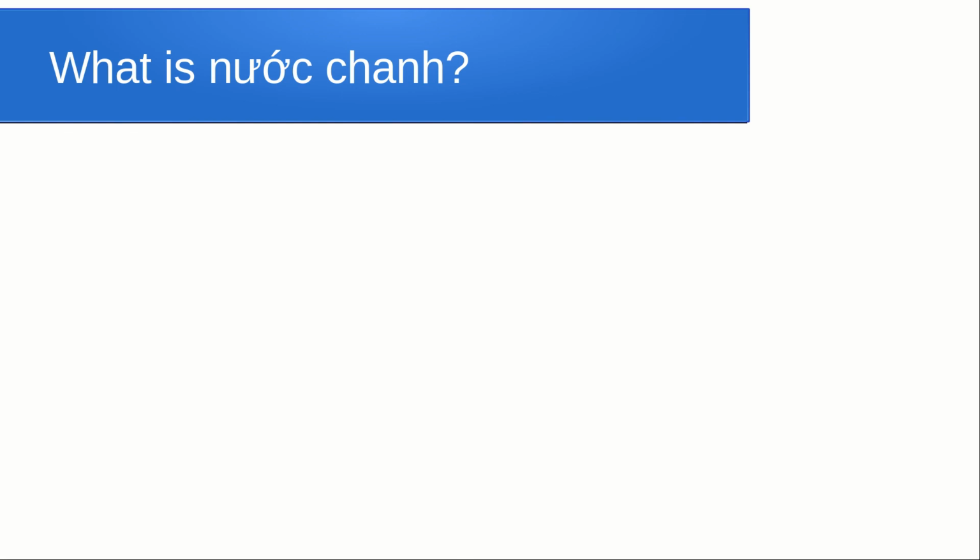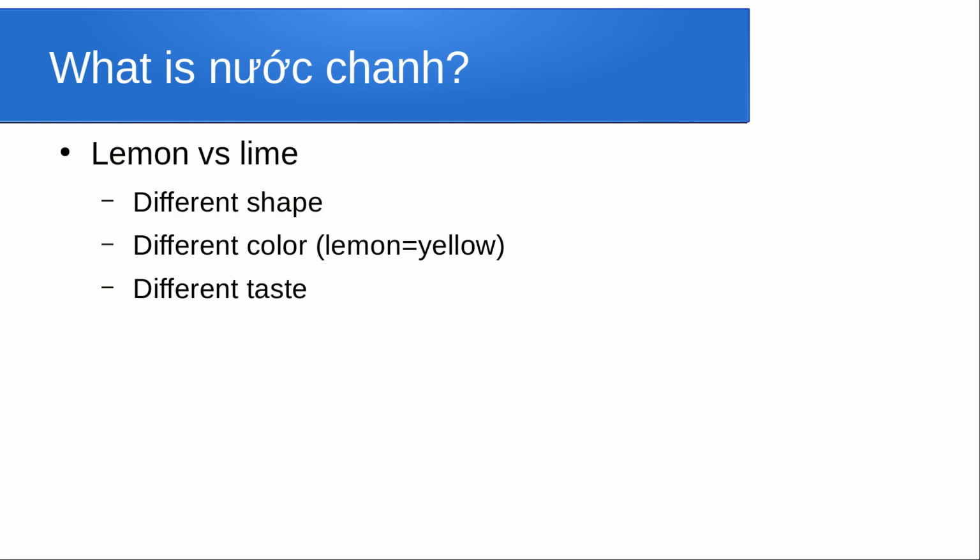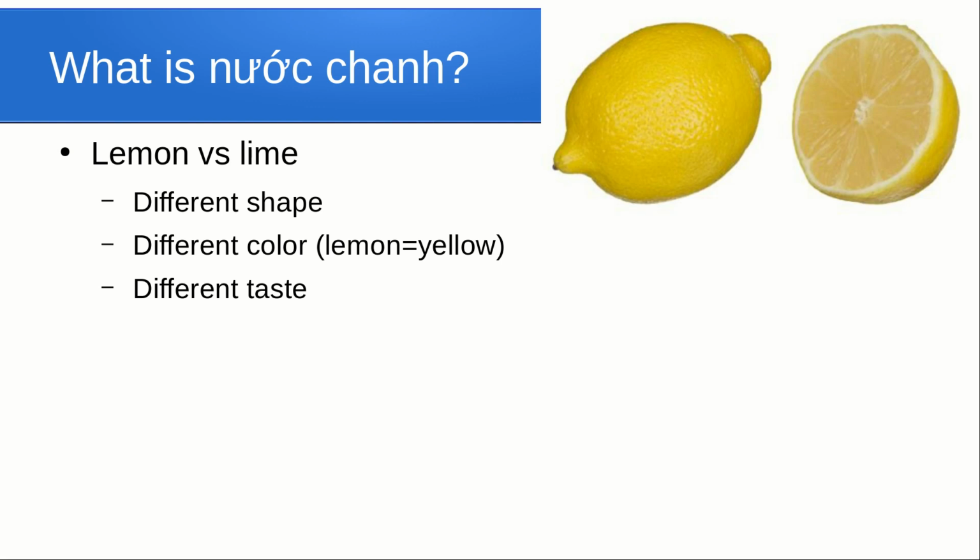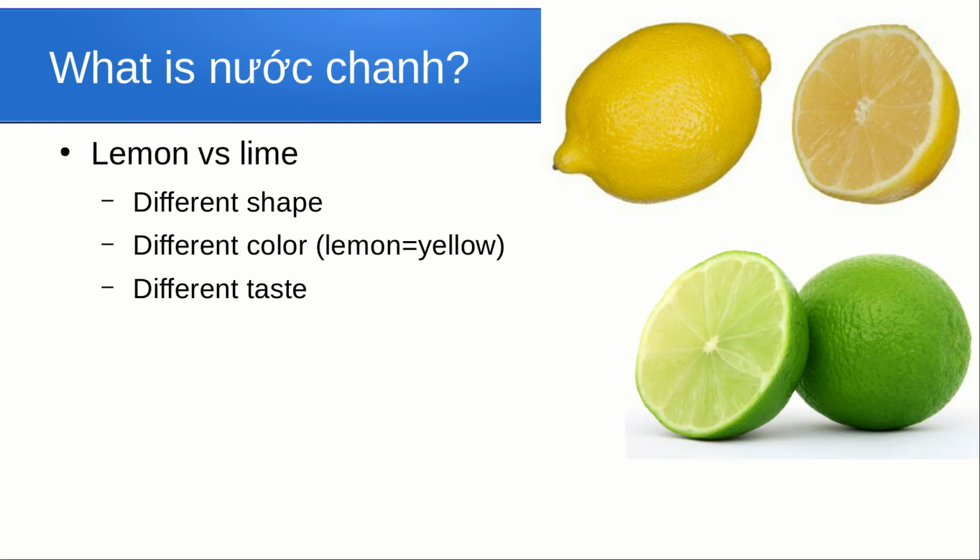It is a delicious drink. What is it? What is nước chanh? We need to understand what is the difference between a lemon and a lime. These are two completely different fruits. A lemon looks like this, and a lime looks like this.